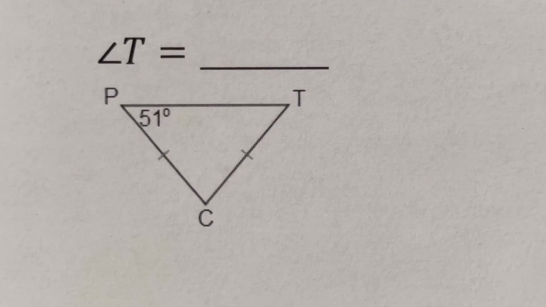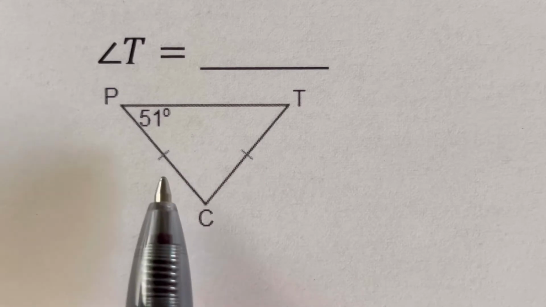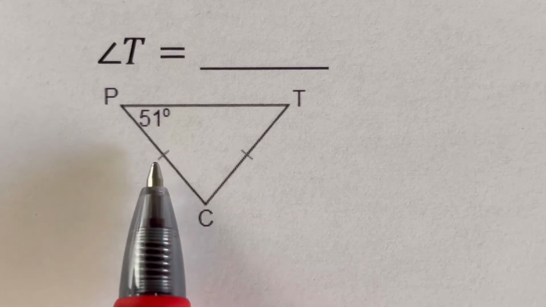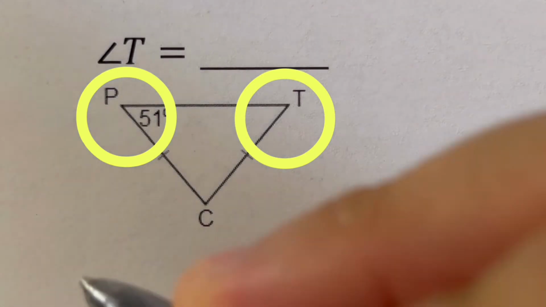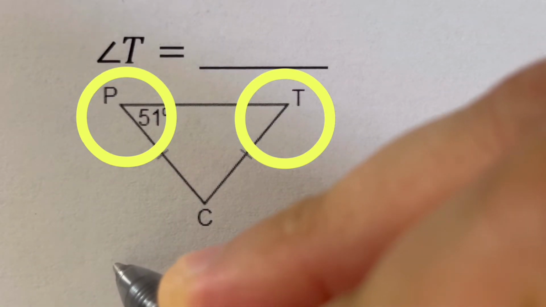Okay, so let's go over the first example here. We're supposed to determine the measure of angle T. Looking at the picture right here, these two sides are equal. This means that the angles across from these two sides, angle P and angle T, are equal. So we can go ahead and write that down. Again, that is based on the isosceles triangle theorem.